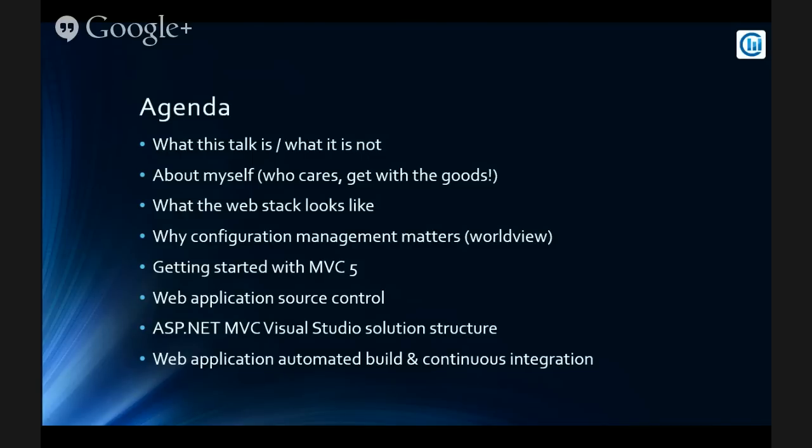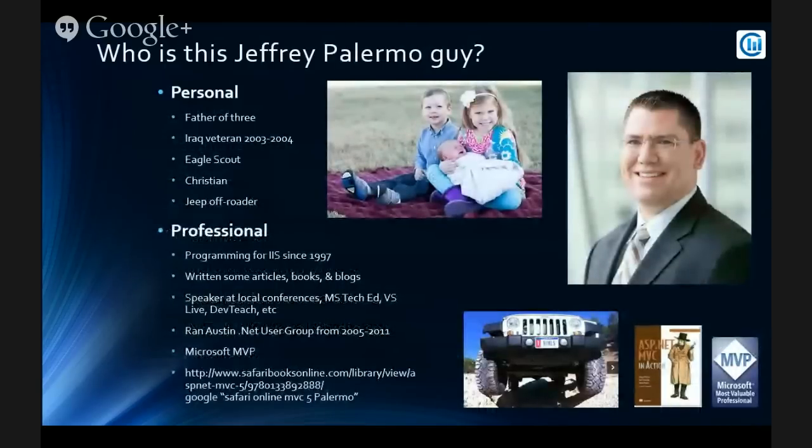Okay. Well, I'll talk a little bit about myself briefly, just so you know how to contact me later. We're going to talk about what the web stack looks like, why configuration management matters. We'll get started with the new MVC5 project. We'll look at the source control element of how to lay down a source control repository for that new MVC application. We'll look at how to structure the Visual Studio solution, and then we'll get into how to do an automated build, some continuous integration, and automated testing around this MVC5 application. All this is geared to set us up for success down the road and not get to a point in time where we start slowing down because we haven't put the right foundation in place.